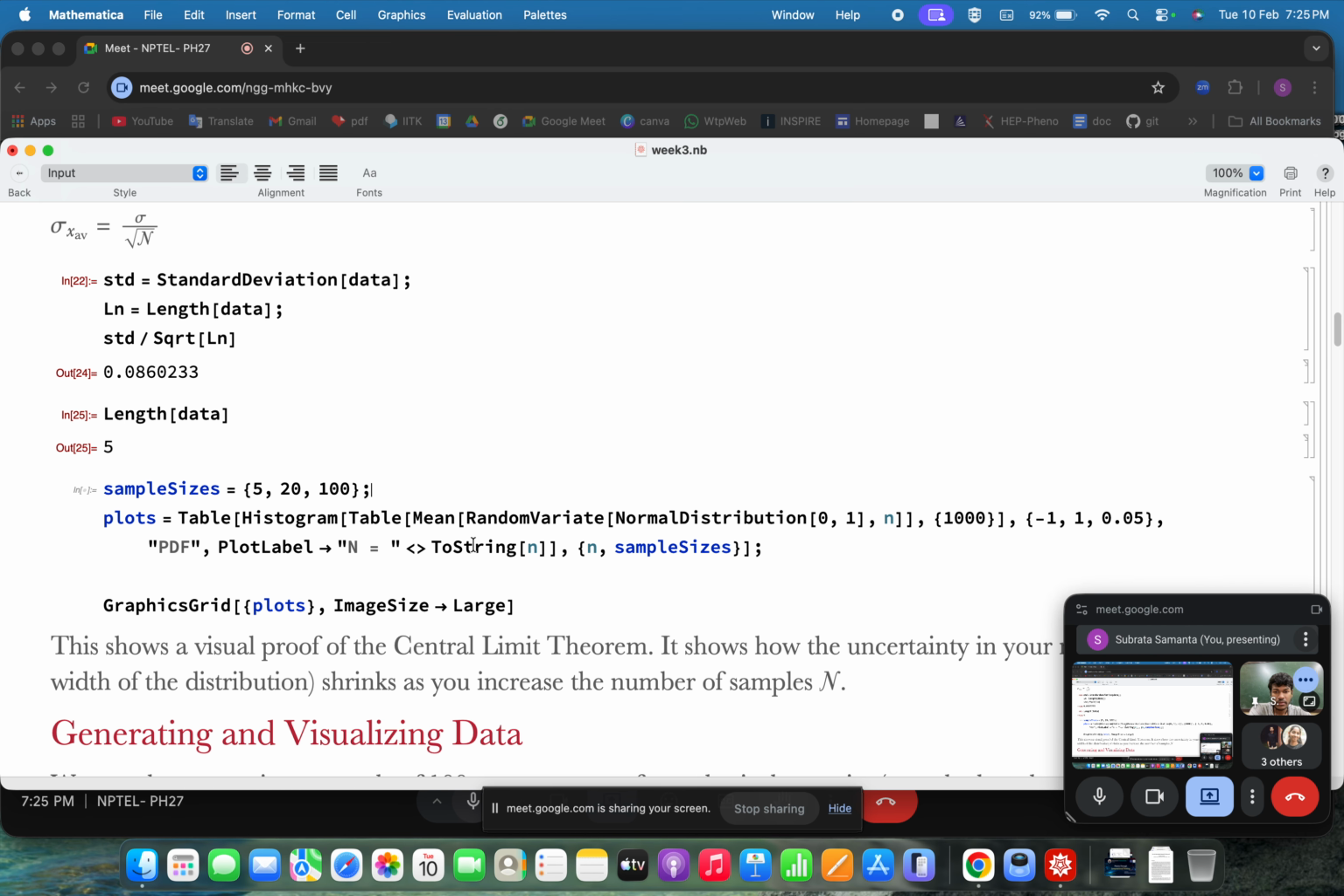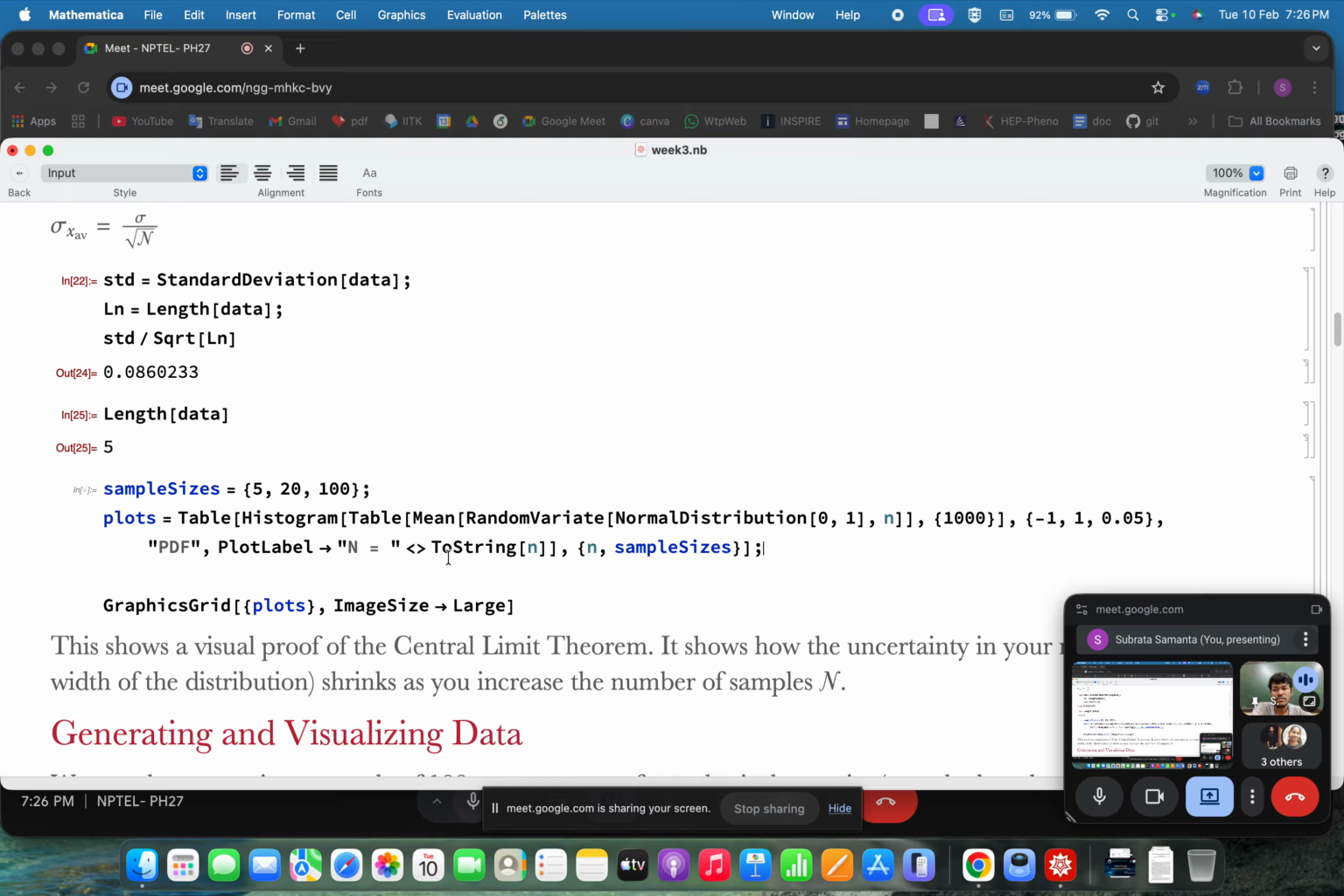And I plot the mean of this data set. I consider all of this as a normal distribution, that is, a Gaussian distribution with 0 mean and 1 standard deviation. And this n is your variable, from thousands, and -1 to 1 with a step of 0.05. And I calculate the mean, where n is the sample size: 5, 20 and 100. For the 3 values I plot this.